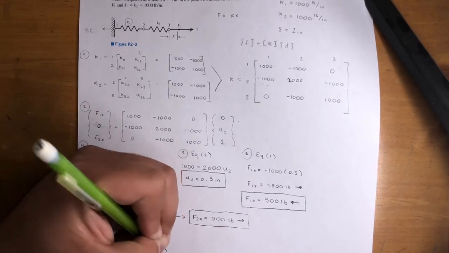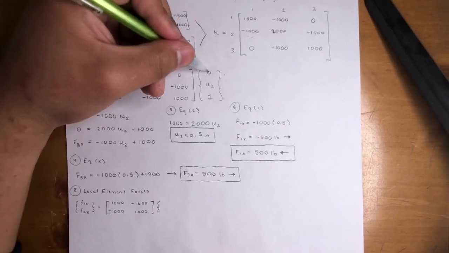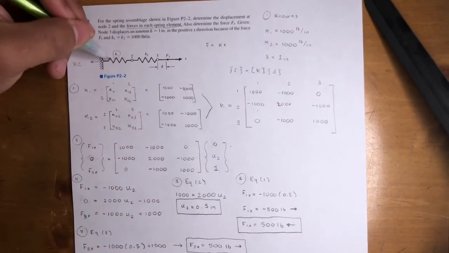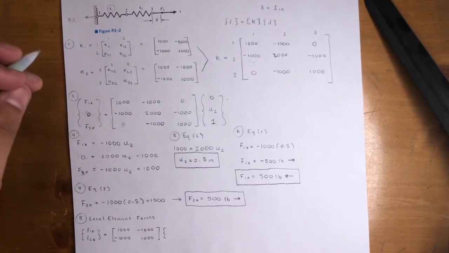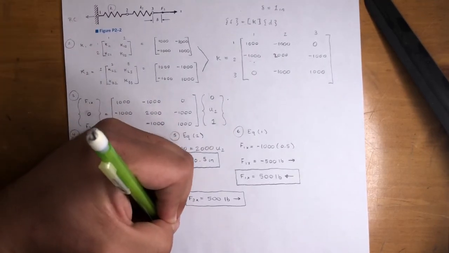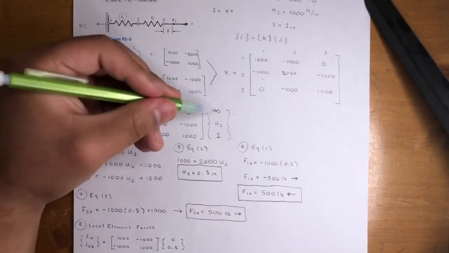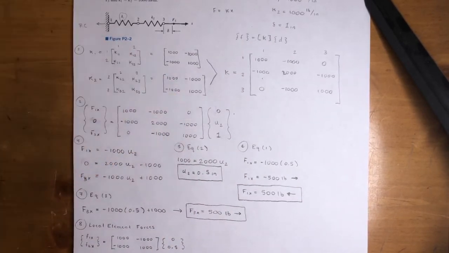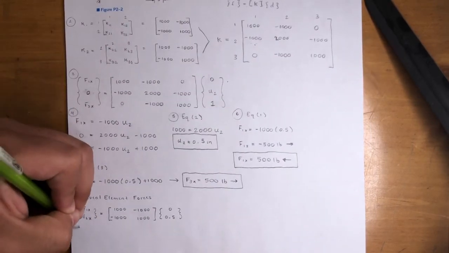And the displacement vector. In this case, we already know it's just the first two, U1 and U2, right? Because nodes 1, nodes 2. So that is 0.5 for U2 and 0 for the first one, right? 0, 0.5. Cool. So it's pretty much the same steps, right?